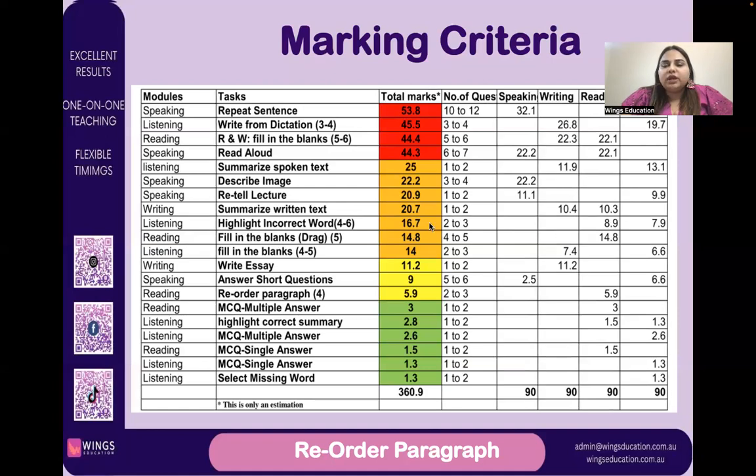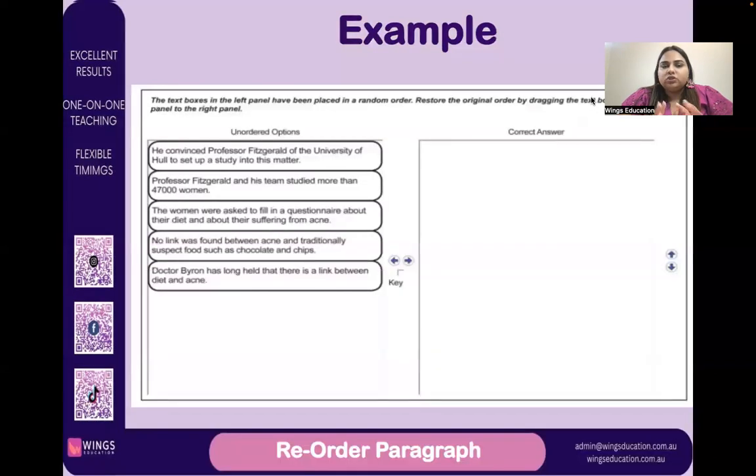All the scores that you get out of reorder paragraph, they're all contributed to your reading section. So this question is all about your reading. You don't have to worry about any template, no spellings, no pronunciation, not really a lot of grammar. So this question has to be simple and easy.